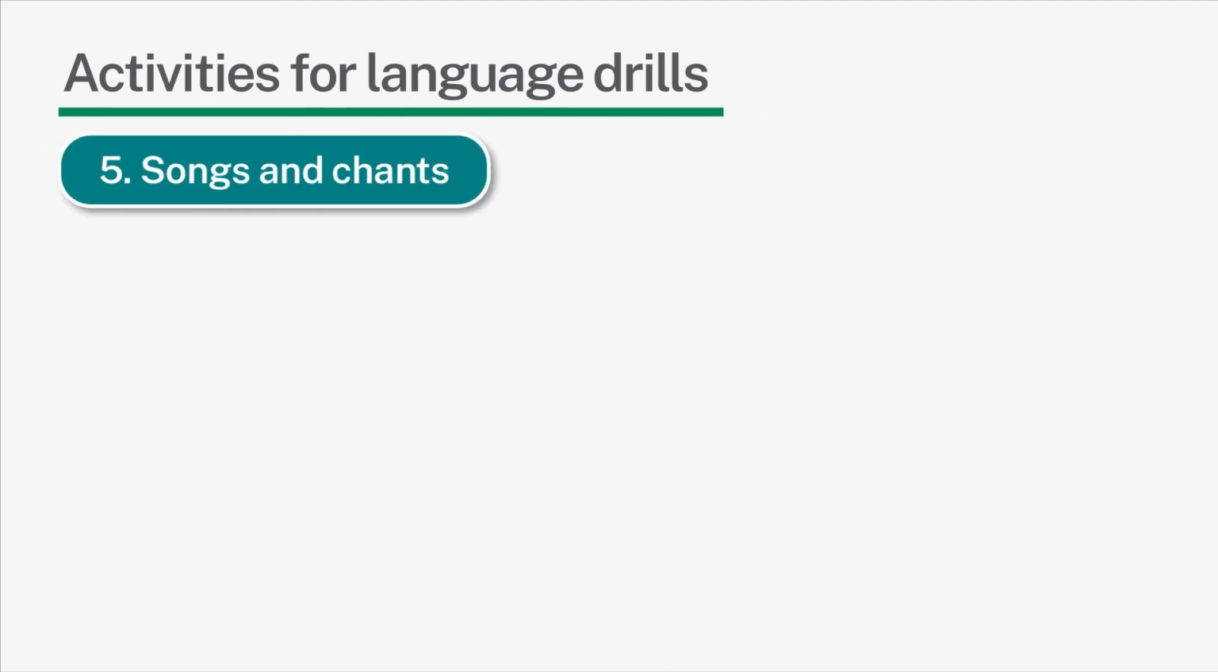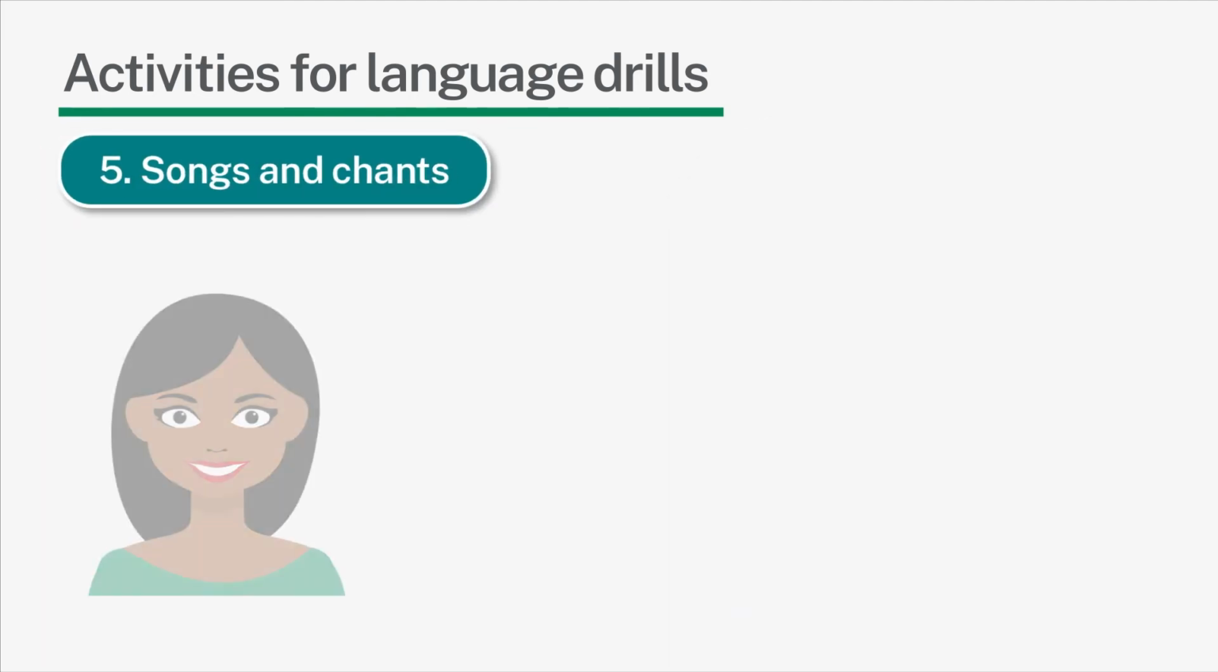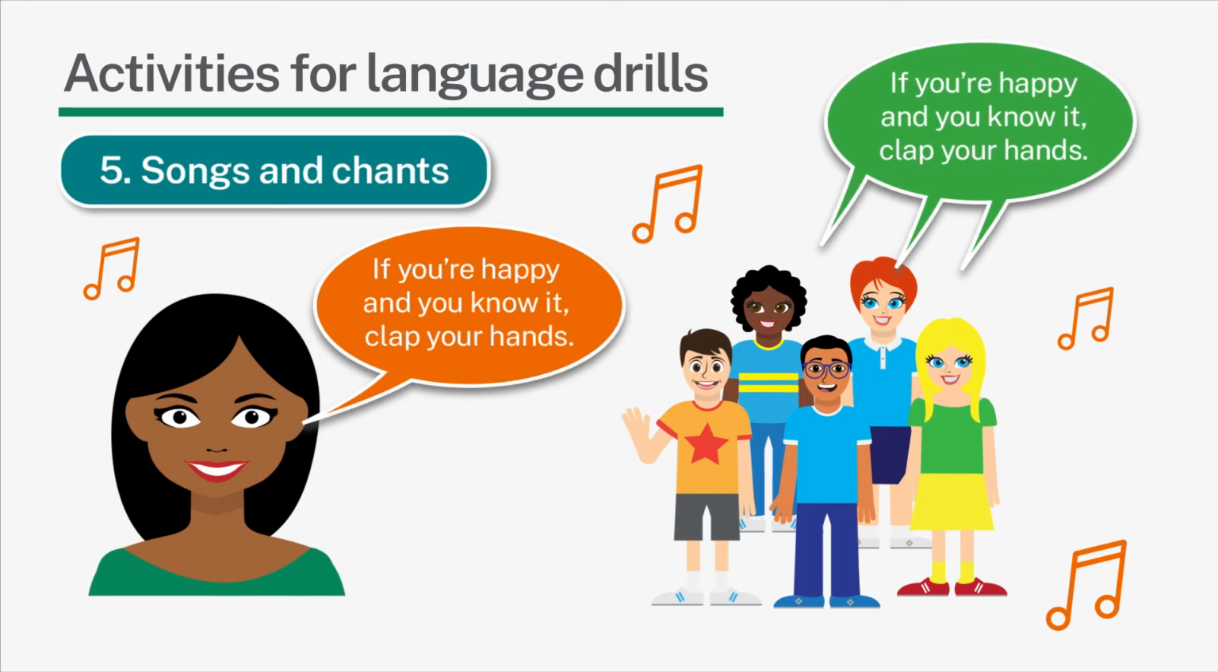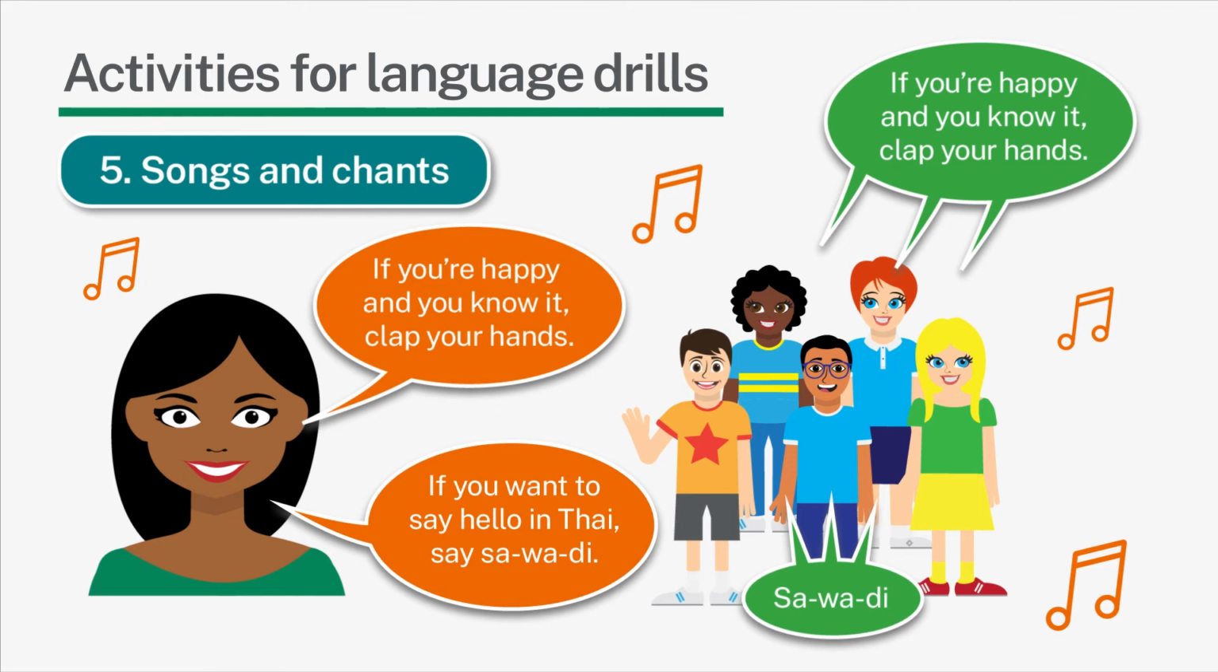5. Songs and chants. Songs and chants can be a fun and engaging way for learners to practice their pronunciation and consolidate vocabulary and language structures. Songs and chants are particularly suitable for primary learners and are inclusive as all children are able to participate at their own level. You might want to use chants that include the home languages from learners in the class. So for example, we can see here that the teacher is singing the tune from "If You're Happy and You Know It," but has replaced the words to make them suitable for the learners in her class.